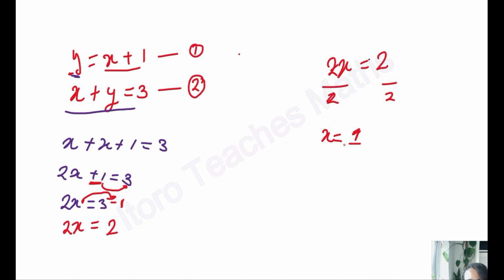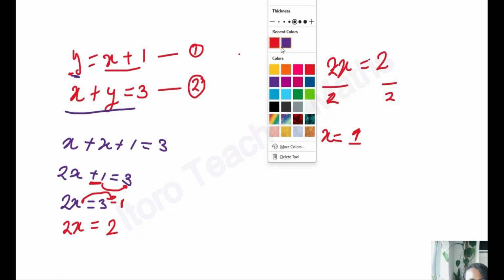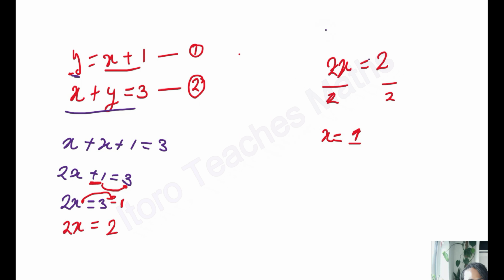We remember we still need to solve for y, because when we solve these things, we're solving for both x and y. So now that we know that x is equal to 1, we're going to go back to any of these equations. Let's use equation 1. We're going to rewrite equation 1, but now wherever we see x, we're going to put 1. So y equals x, which is 1, plus 1. So y equals 2.